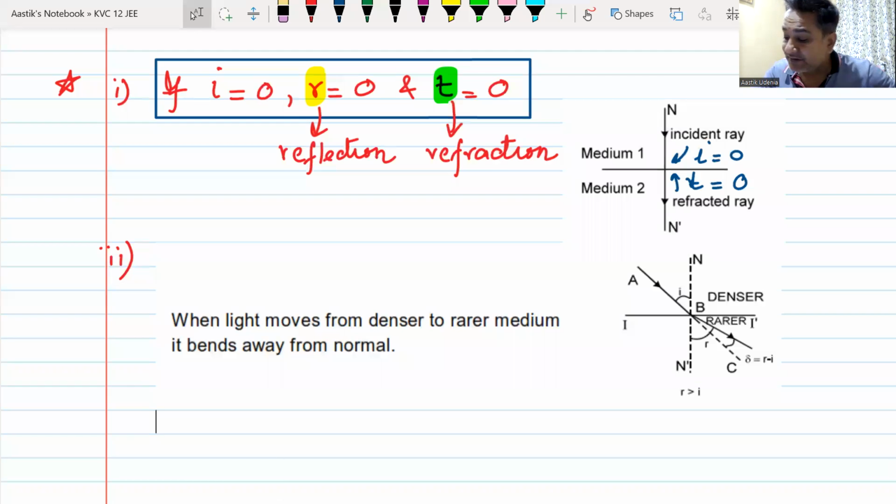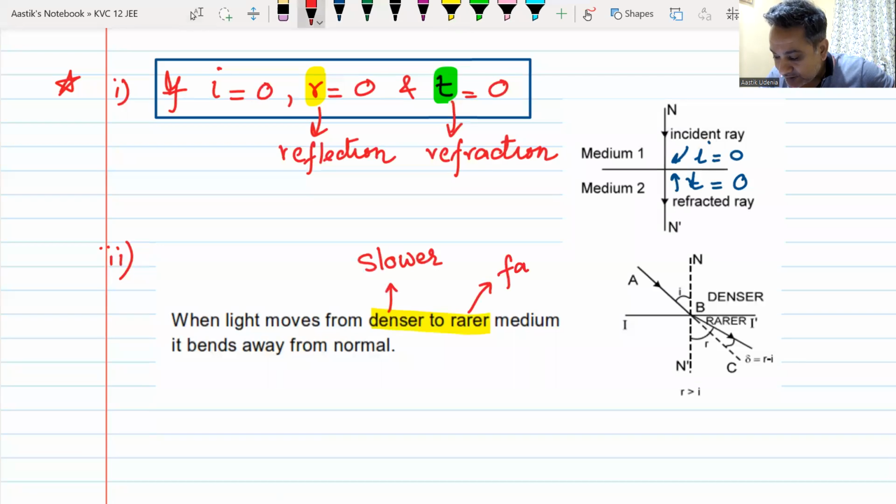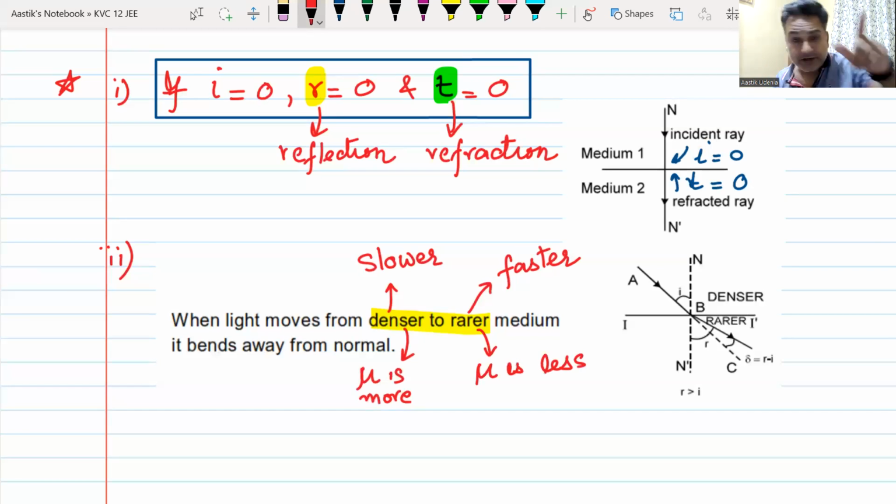If light moves from denser medium to rarer medium, denser medium means the light is slower. Do we understand this? And rarer medium means the light is traveling faster. Denser medium means mu is more. Rarer medium means mu is less. Is it getting confusing? I hope you're not. We understand this, yes or no?